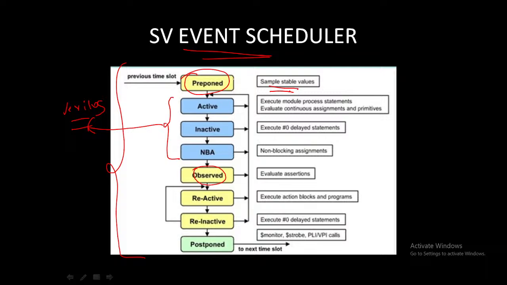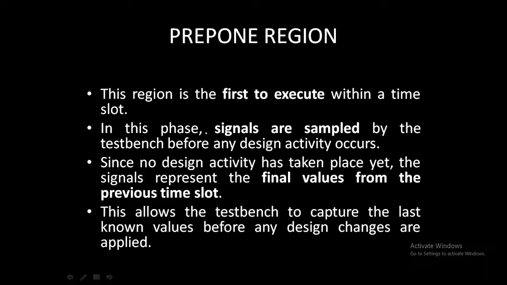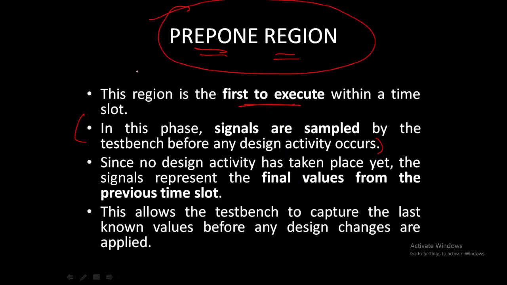So this is the SV event scheduler. In the Preponed region, this is the first region to execute within a time slot. In this phase, signals are sampled by the test bench before any design activity occurs. This is the solution for our problem one. Preponed region is our solution, or half the solution.